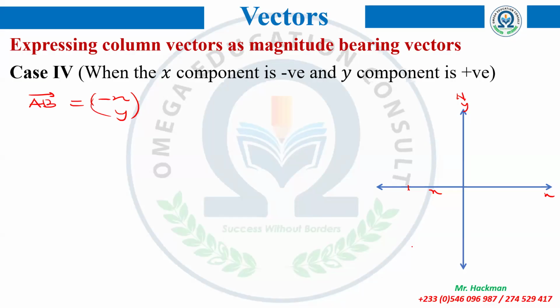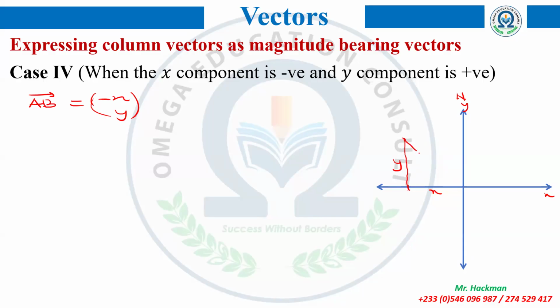Do I have to move down or up? Positive y. Up. Remember, down is negative, up is positive. So I will move up, y units. So positive y units. It means I move from here to here, then here to here.